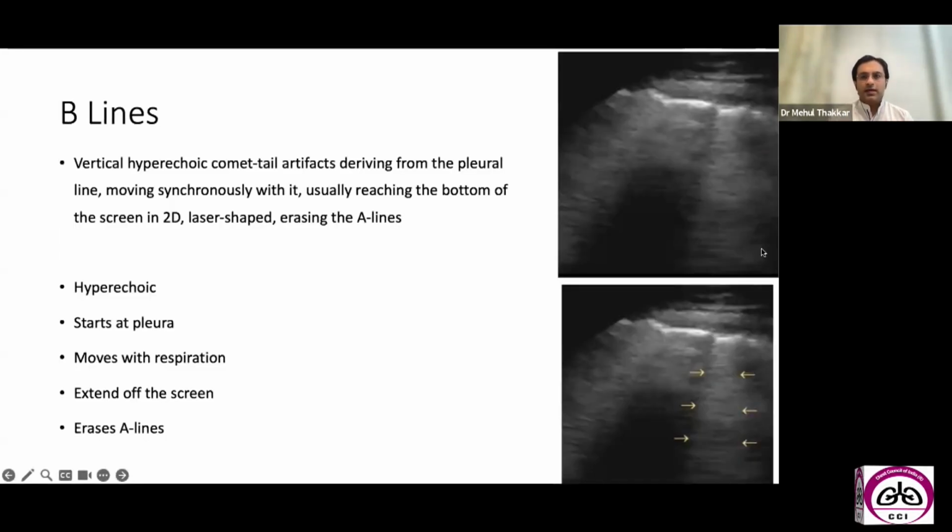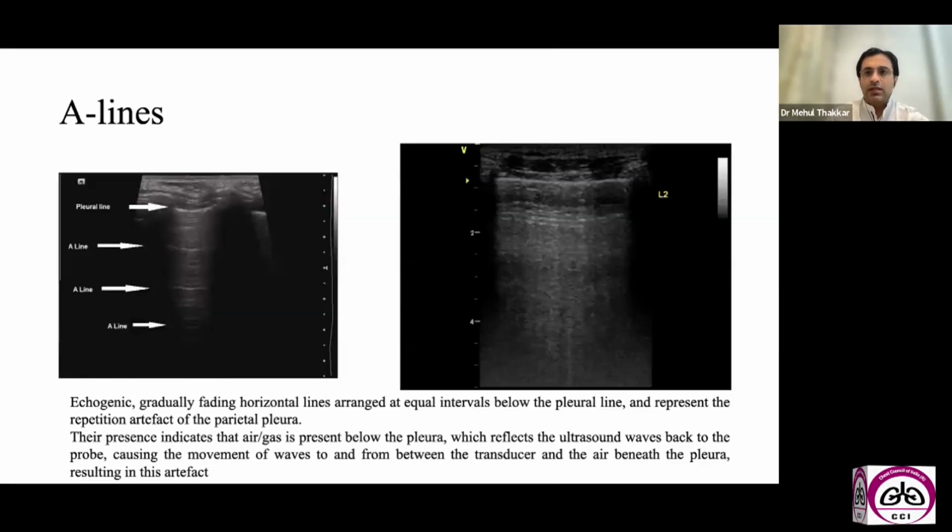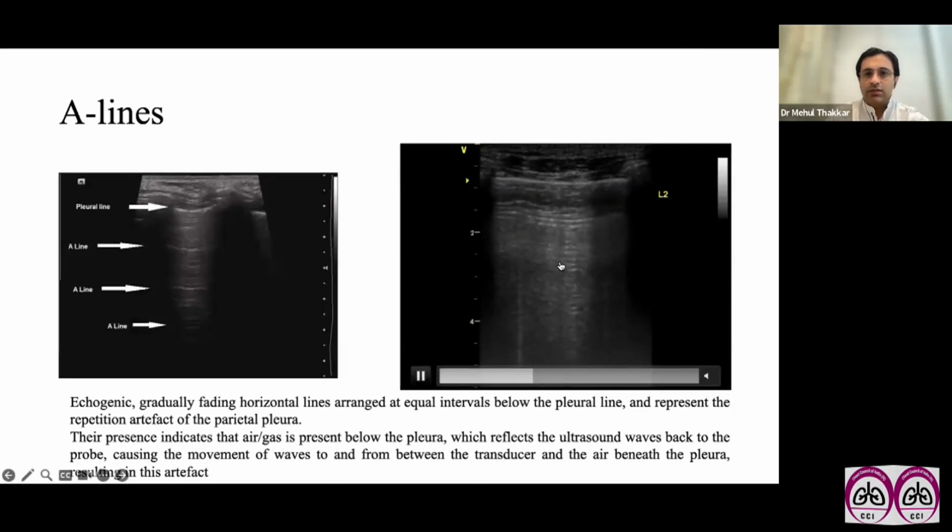Then we come to the B lines. Now B lines are vertical. They look like a comet tail. They used to be called a comet tail. Typically, you see around 1 or 2. It starts from the pleural line, usually reaching the bottom of the screen, and they are hyperechoic. They start at the pleura, they move with respiration, and they erase the A lines. Again, I'll play this video. You can see those B lines that are seen.